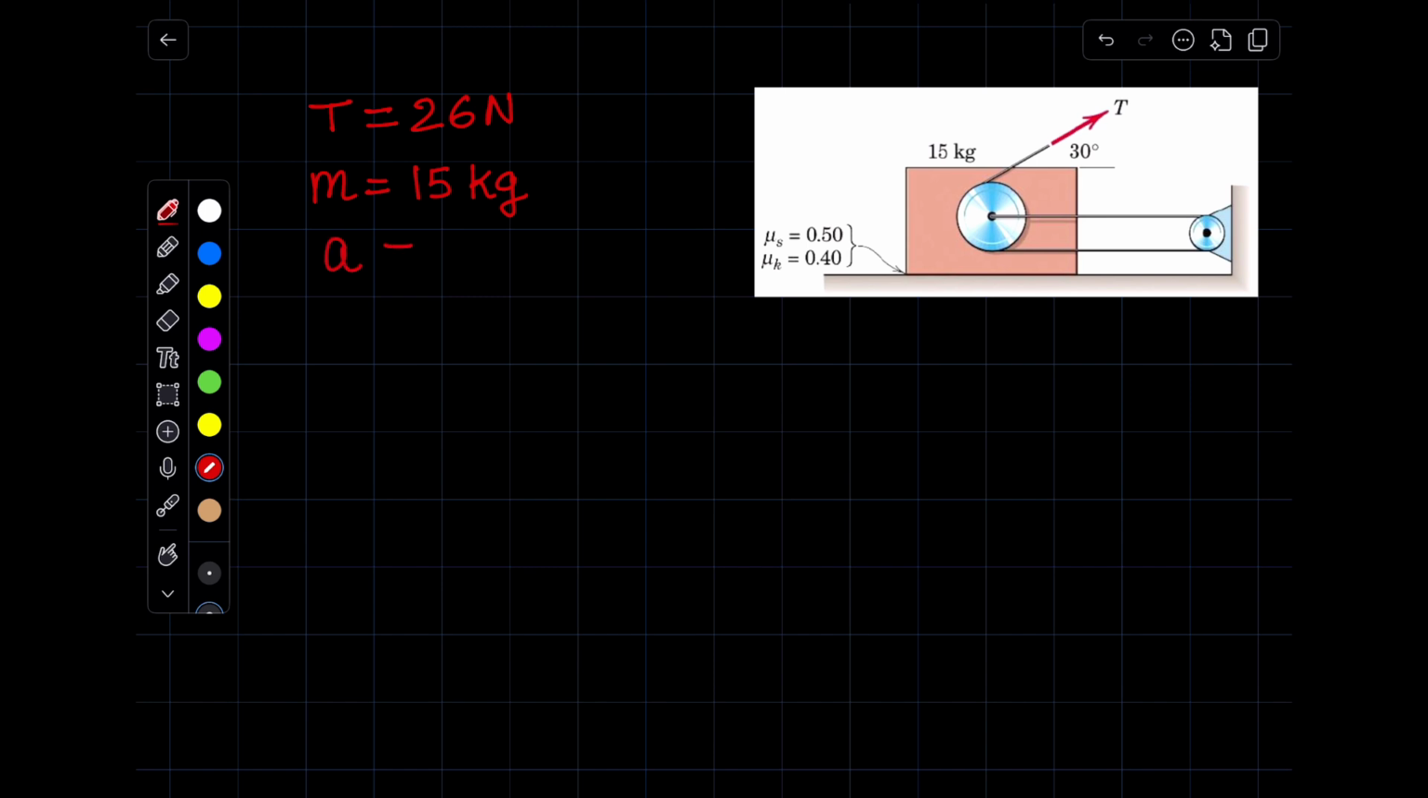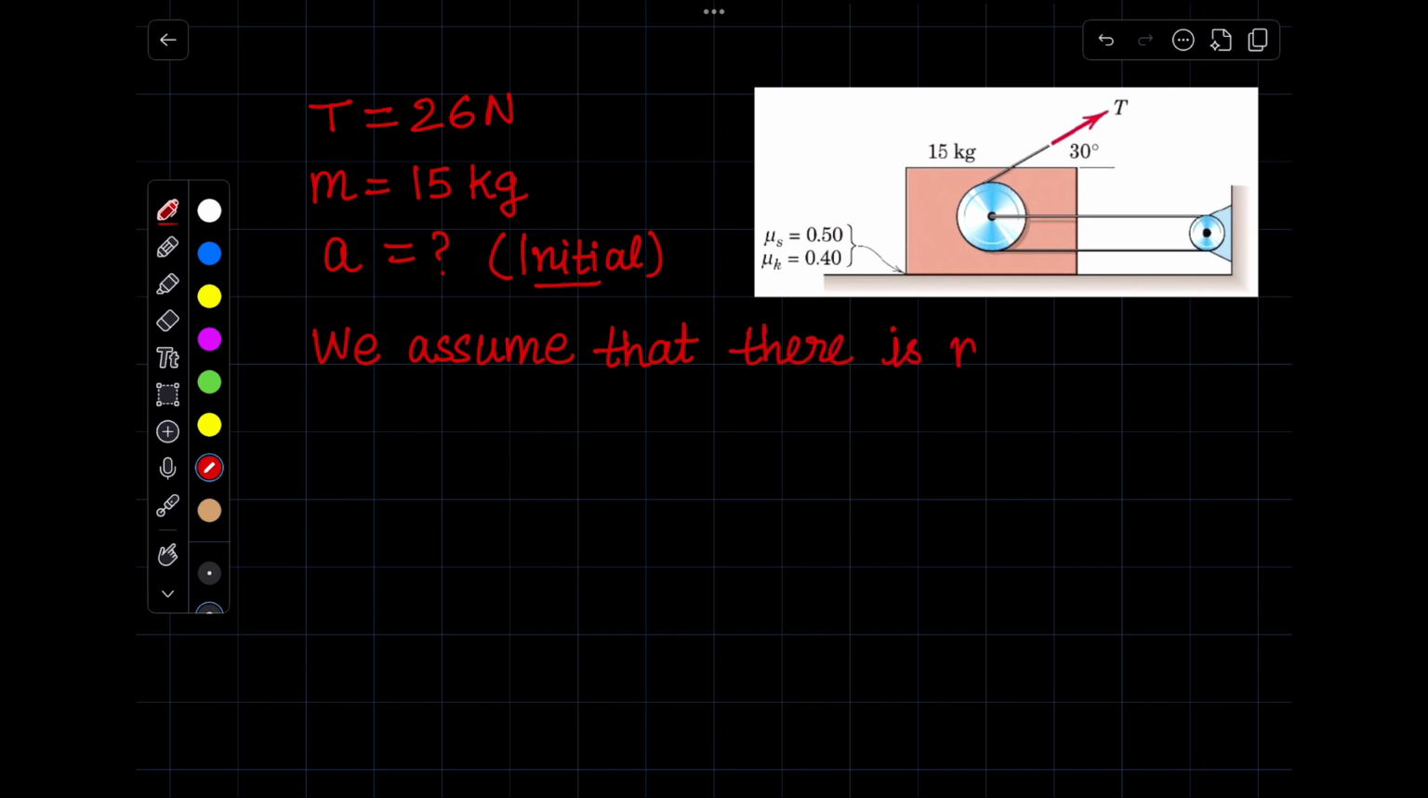As per the problem, the tension T is given as 23 Newton and 26 Newton for two cases. So we will solve for both cases. I will write the important information which is given in this problem, such as the tension is 23 Newton and 26 Newton. The mass of this block is 15 kilogram and we have to find the initial acceleration.